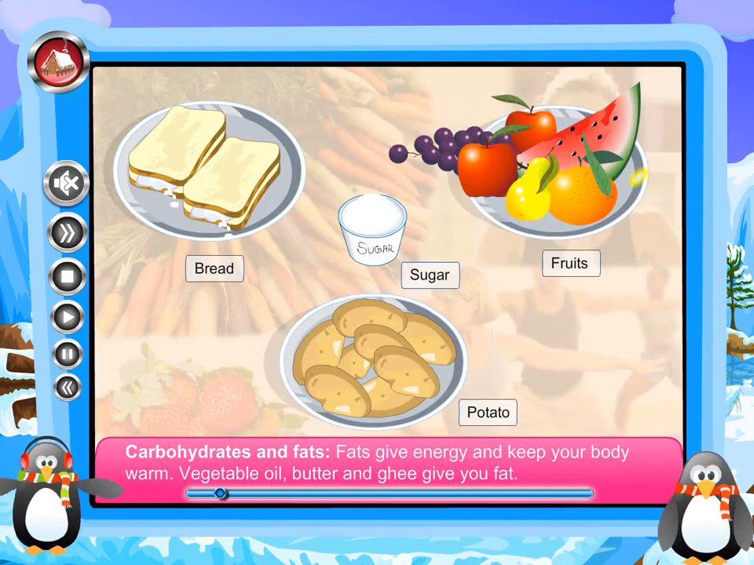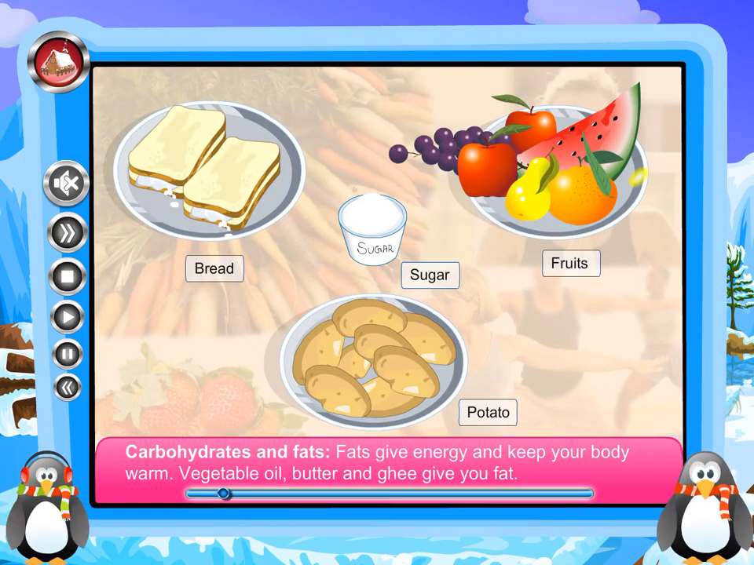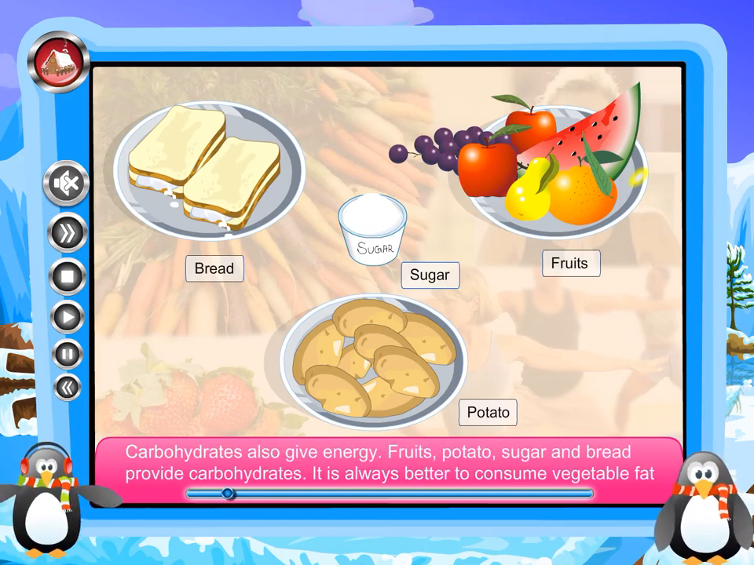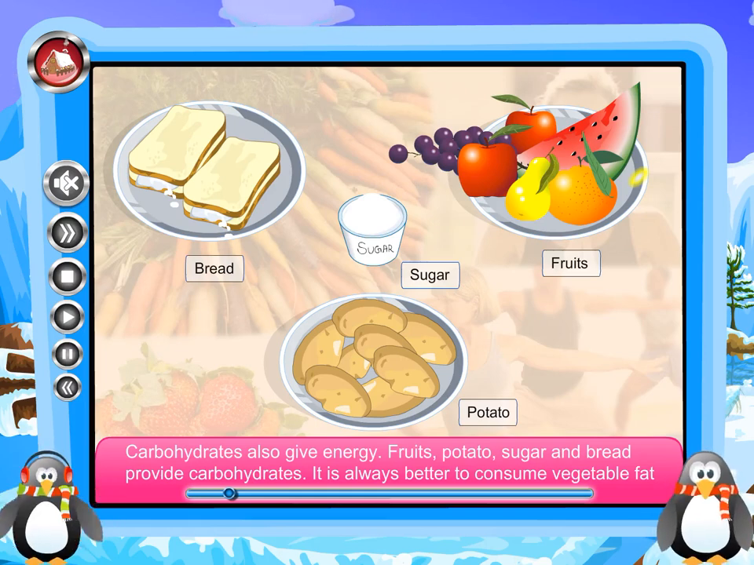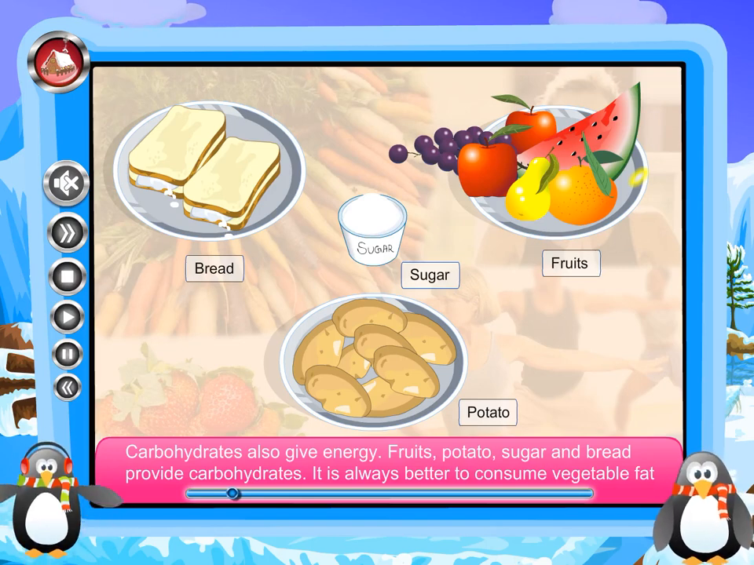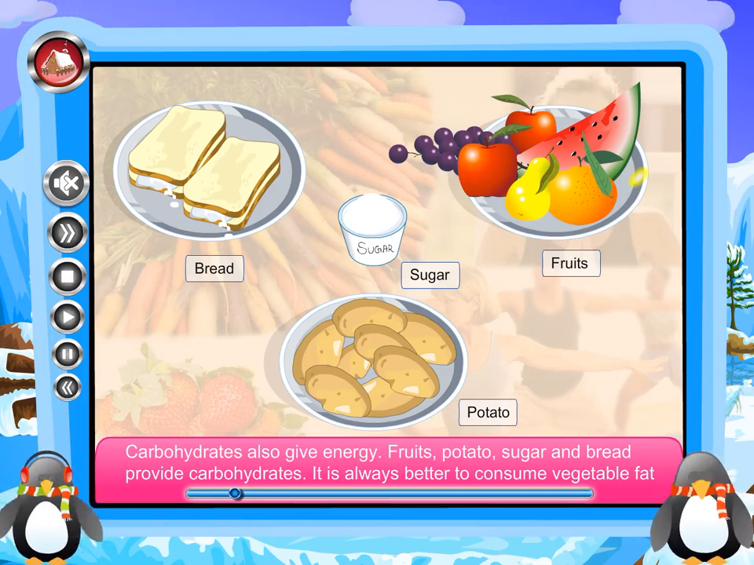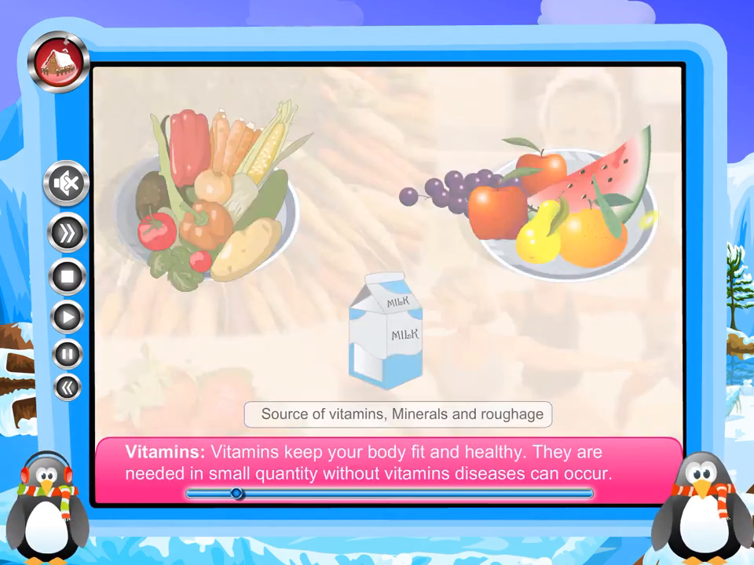Carbohydrates and fats. Fats give energy and keep your body warm. Vegetable oil, butter and ghee give you fat. Carbohydrates also give energy. Fruits, potato, sugar and bread provide carbohydrates. It is always better to consume vegetable fat than animal fat.